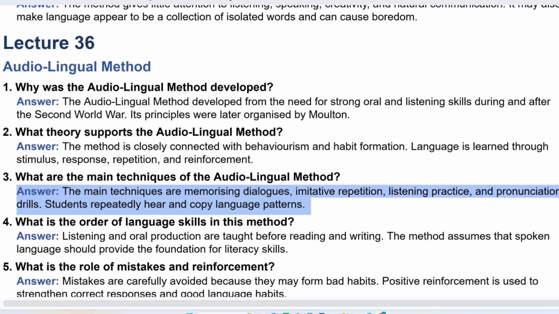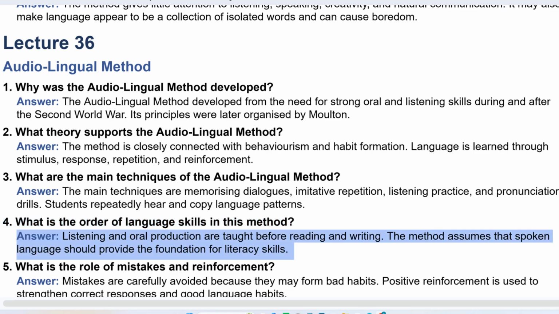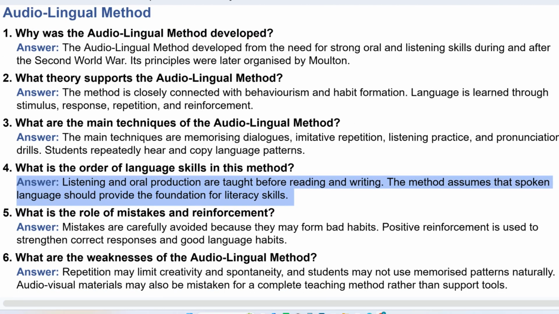What is the order of language skills in the audiolingual method? Listening and oral production are taught before reading and writing. The method assumes that spoken language should provide the foundation for literacy skills.